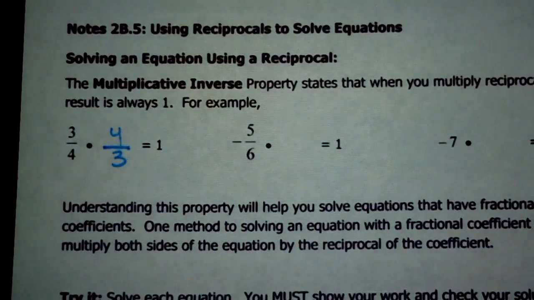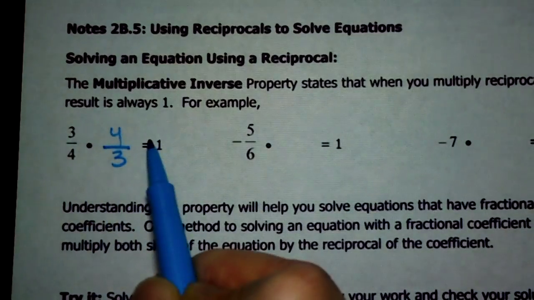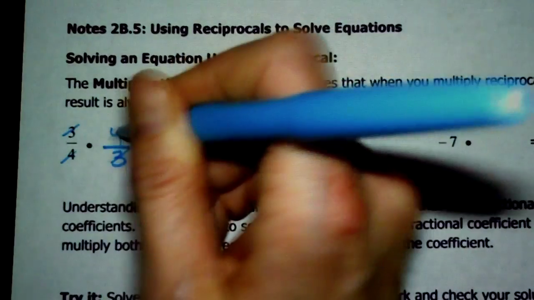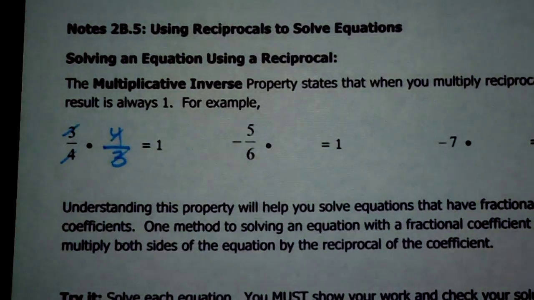And you can look at it 2 ways. You can say, well, 3 times 4 is 12, and 4 times 3 is 12, and 12 divided by 12 is 1. Or those 3's cross cancel and those 4's cross cancel, so you end up with 1 over 1, which is 1. So no matter how you look at it, when you multiply reciprocals, you get 1.